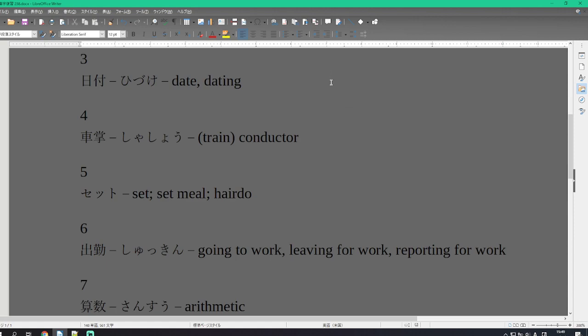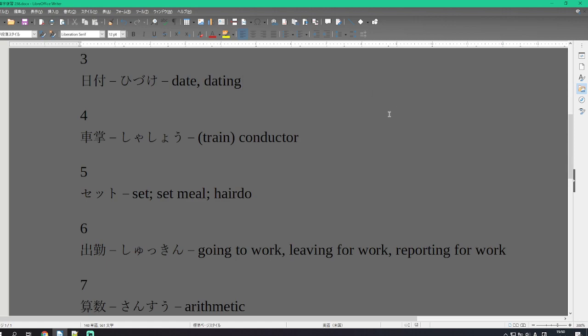Number 3 is hizuke. Hi on the left side for day and attachment on the right side, zuke. So hizuke is attaching a day to a thing. To date something is hizuke. Hizuke is attaching a date to something. Pretty literal translation here. Hizuke, attach the date.